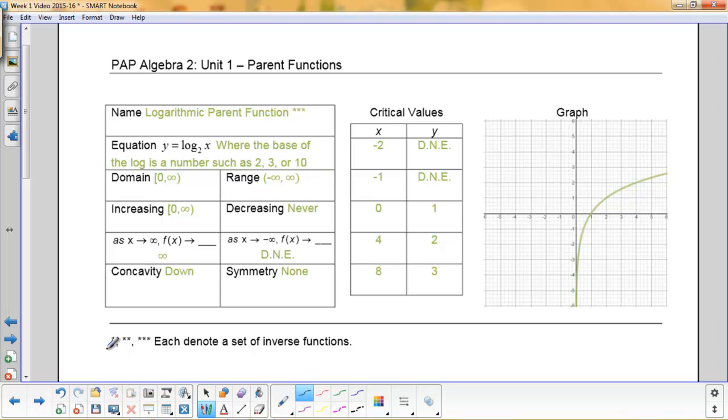Now, I hope that you were paying attention as we were going along and you were starring these parent functions because they are inverse operations of each other. We're going to study each one of them in depth at different times during the year. So please go back, if you have not done so already, and take a look at your inverses so that you have a clear understanding of what those are.